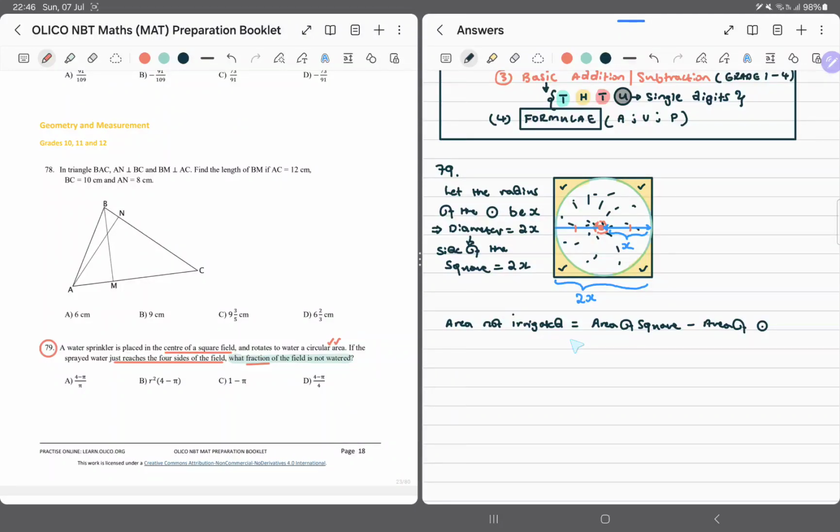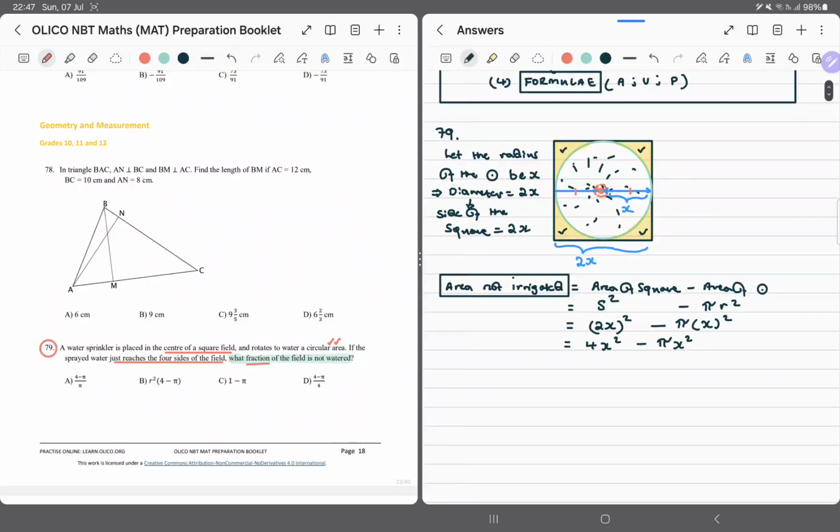So always it helps to sort things out. So let's see. This is going to be s squared minus pi r squared. So the side here is 2x, and then we square that, we subtract pi into x all squared. So this becomes 4x squared minus pi x squared. Okay, so this is the area that is not irrigated.